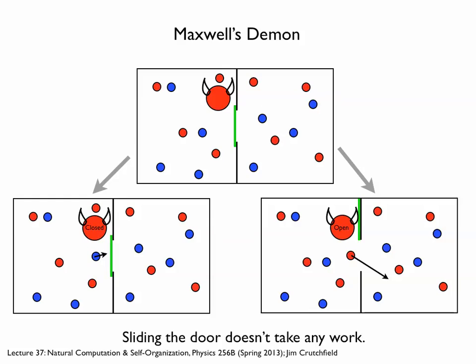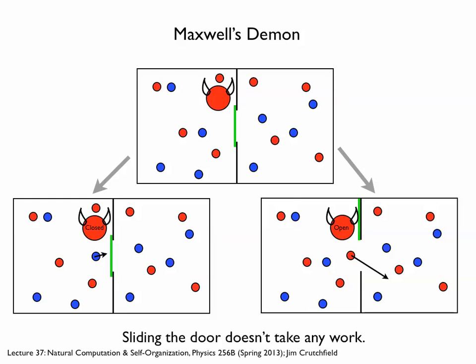And what the daemon does is when he sees a particle coming from the left that's slow, it's blue, so it's slow, and not very energetic, he keeps the door closed. But when he sees a hot particle, a fast particle coming in from the left, he opens the door and lets it through. And really, he also does the reverse thing from the other side. When you have a hot particle coming in from this side, he keeps the door closed, and when you have a cold particle coming in from this side, he opens the door.